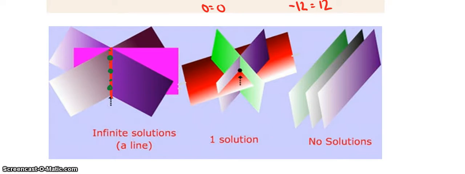Or the three planes can have one point in common, which is what you see here. So that's the only place these touch, and that's kind of hard to visualize in this picture here. Or you can have three parallel planes. So if the planes are parallel, there's still no solution.